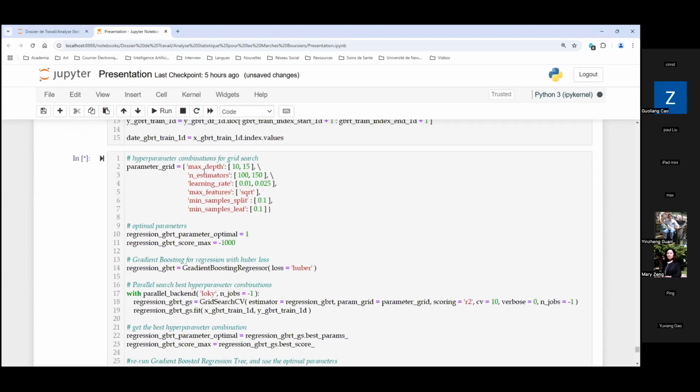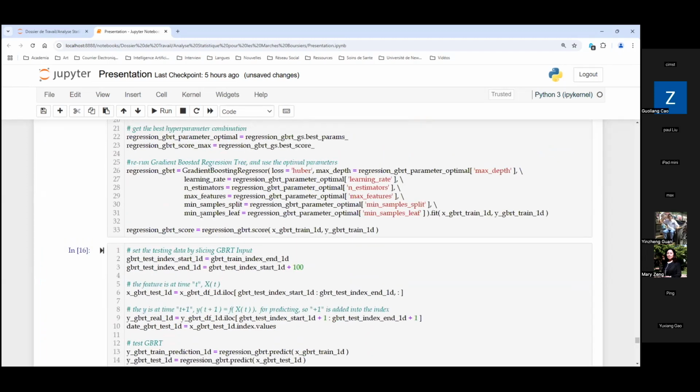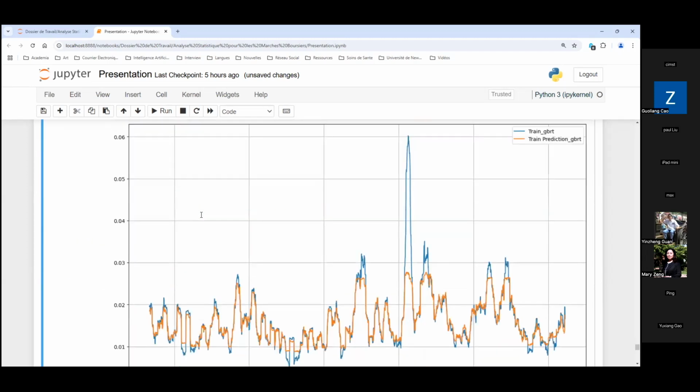Some hyperparameters are the other parameters for the regression tree, for the tree model, and some hyperparameters are for the regression inside the tree. So for instance, how deep you want to pick for the tree. Right, okay, let's see the results.